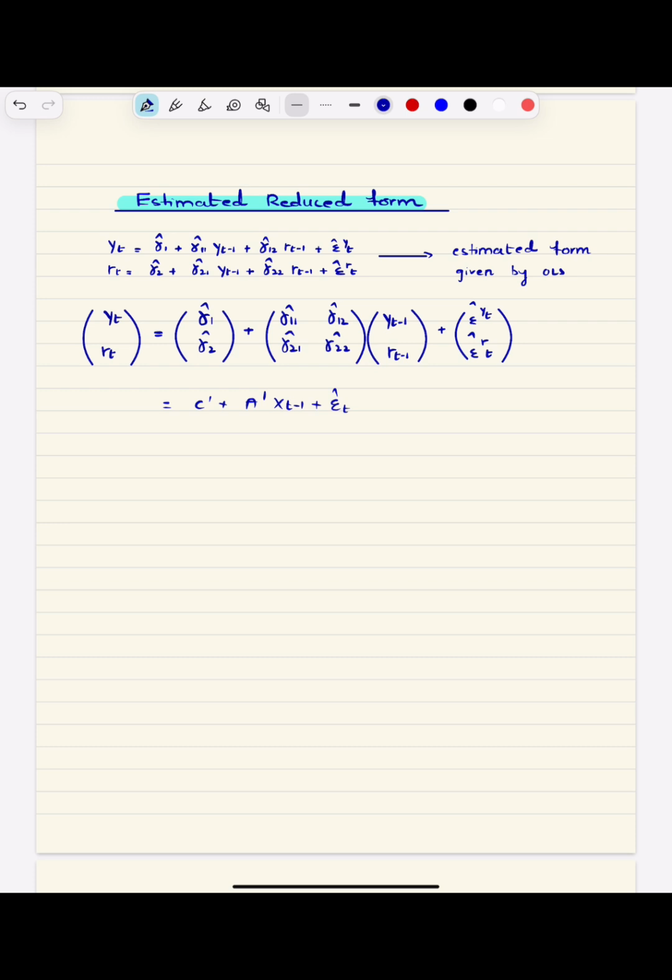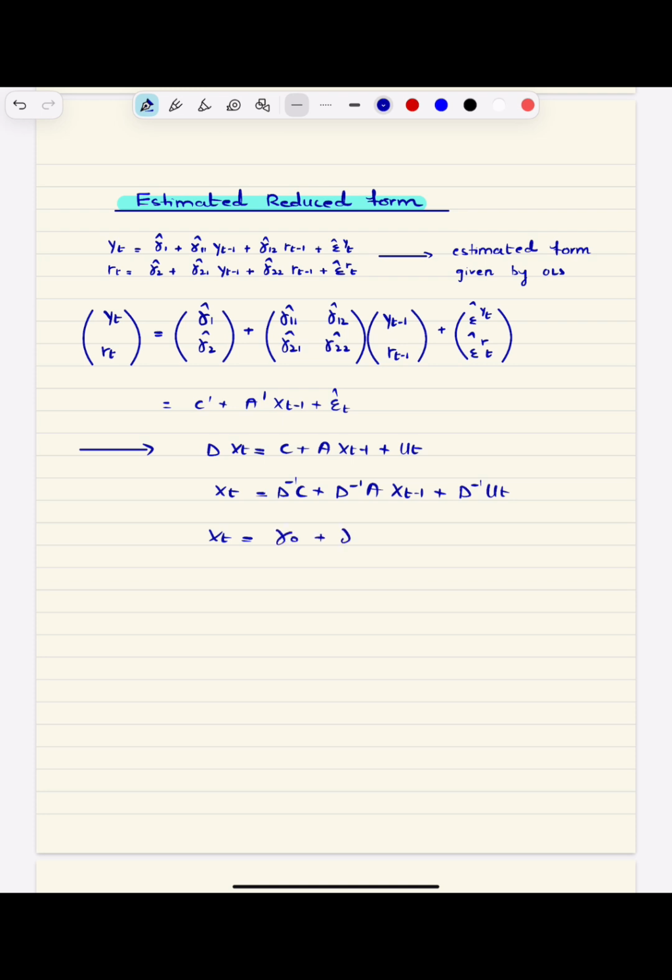Remember, our system starts off with the structural form that looks like this: D xt is equal to c plus A xt minus 1 plus ut. Remember, this is the structural form. Then we took the inverse of matrix D and multiplied it through: D inverse A xt minus 1 plus D inverse ut. And we called this the reduced form.